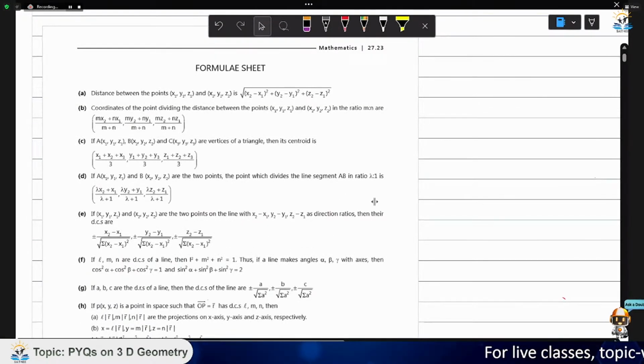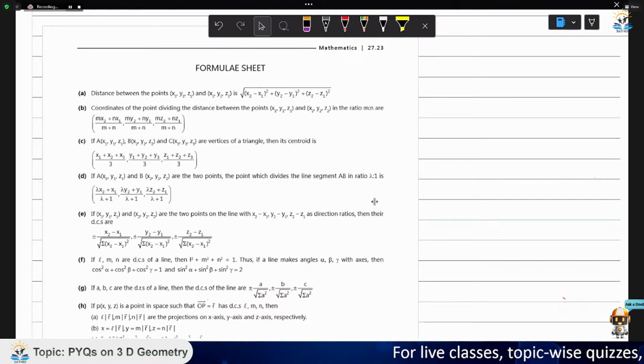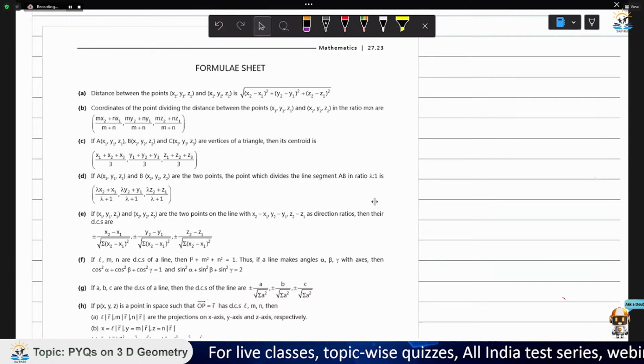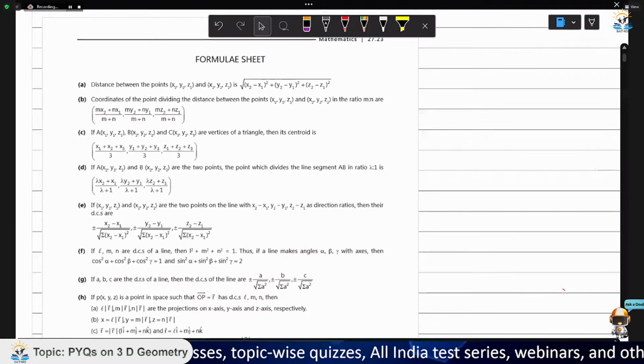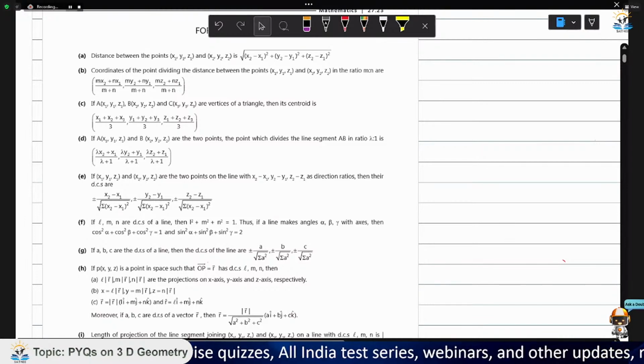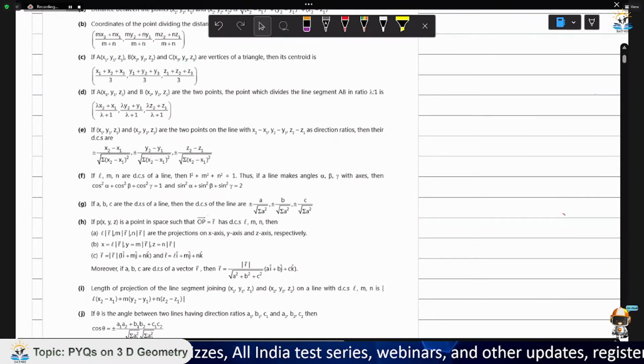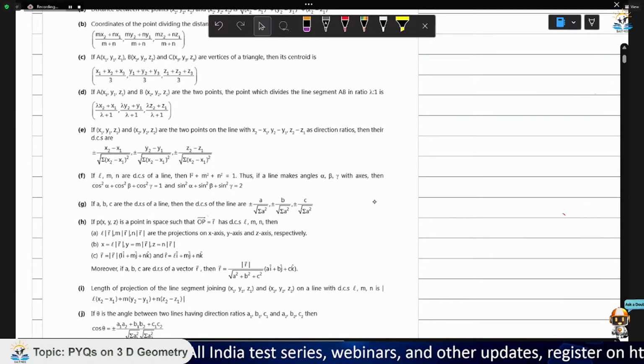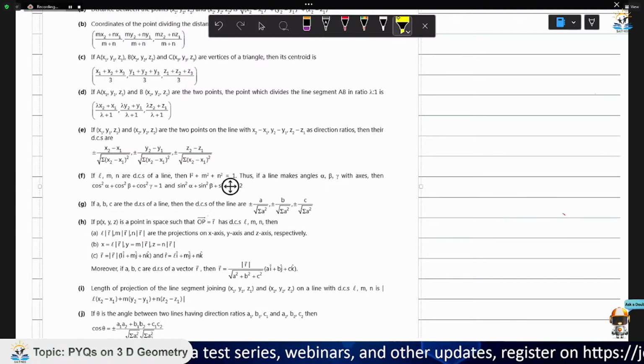So let's start with the first formula. It's a very basic formula. The first formula states the distance between the two points is given by what formula? So I hope you remember this. Then next is the coordinates of the point dividing the segment. So we are aware with this also. Then we have other vertices. The centroid is given by this. Then we know what the segment division looks like. Then we know. Okay, so this is important. I'll circle this. This is very important.